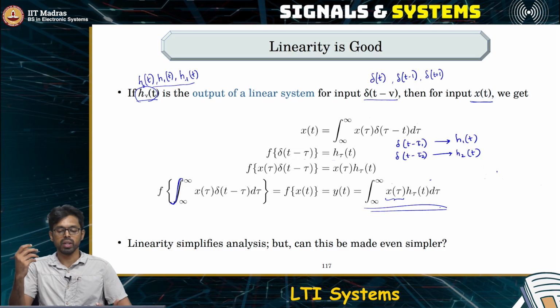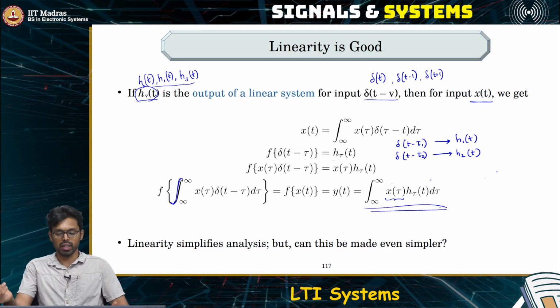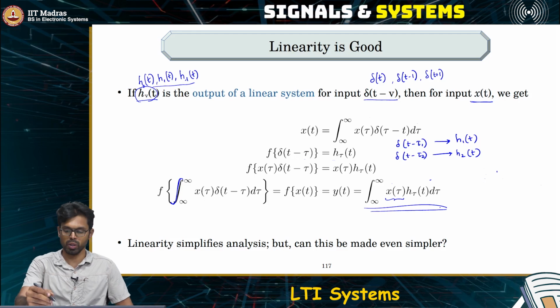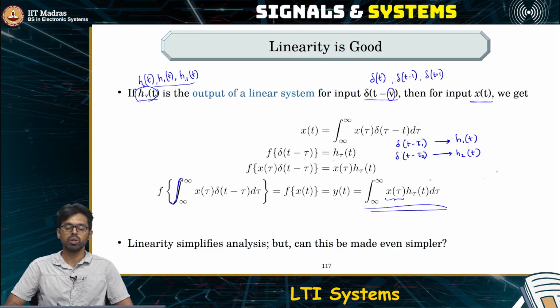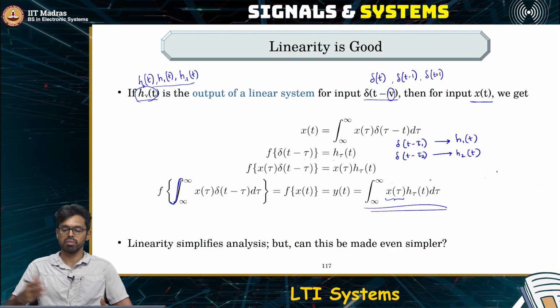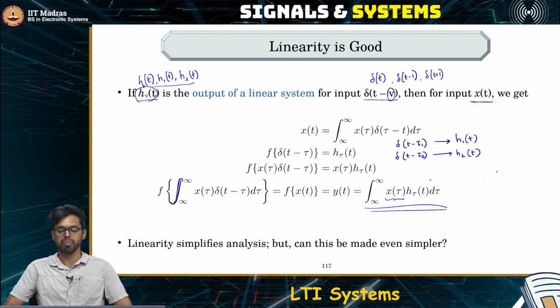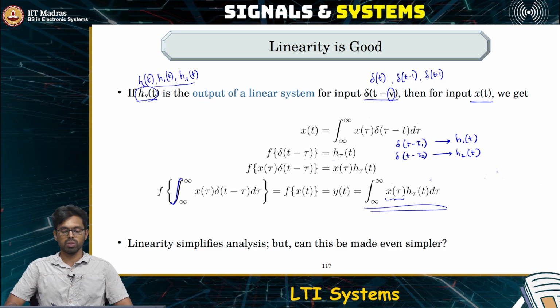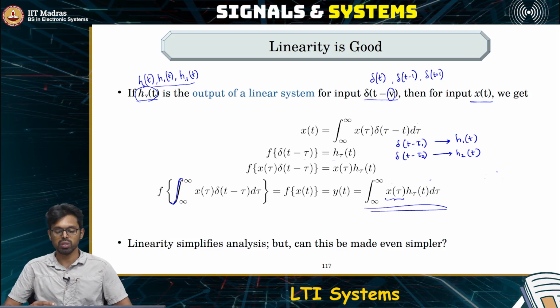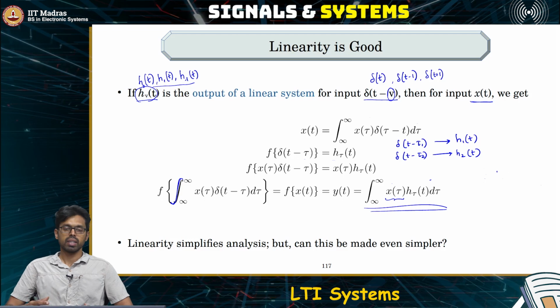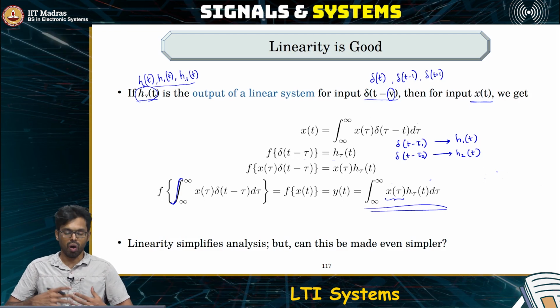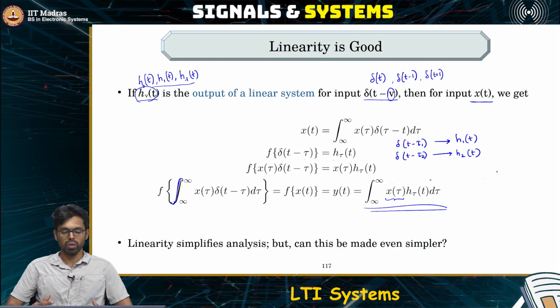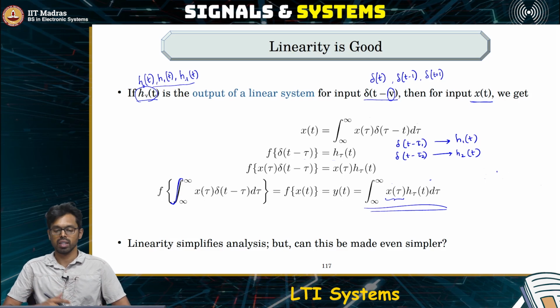But still, how many such shifted impulses exist? There are infinitely many shifted impulses, because you can have this value v to be anything. It can be from minus infinity to plus infinity, it can be anything. So there are infinitely many possible values that it can take. So even though we have reduced our complexity, we still have a lot of information to be known before we can completely understand this system.